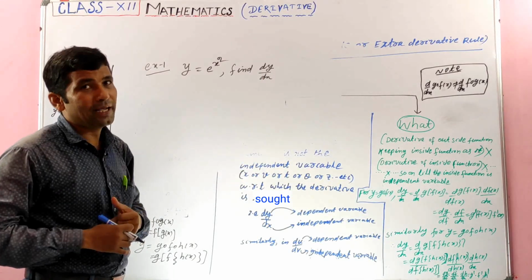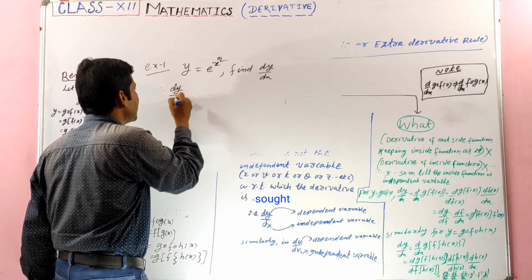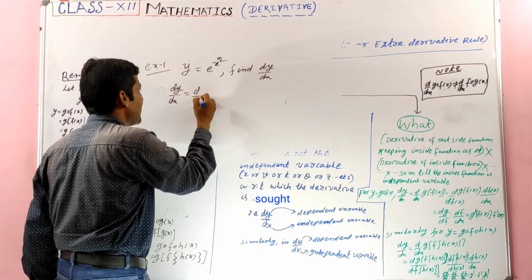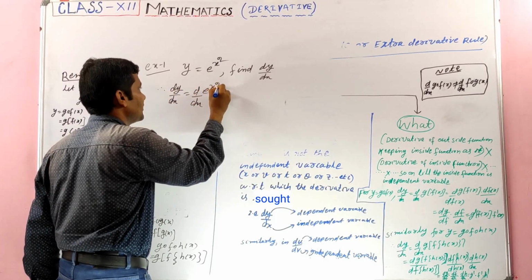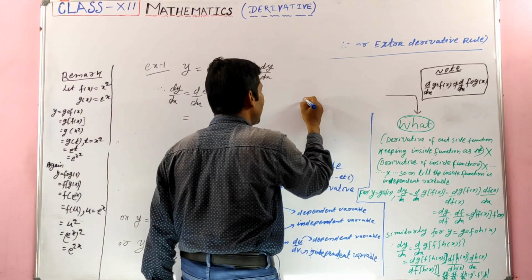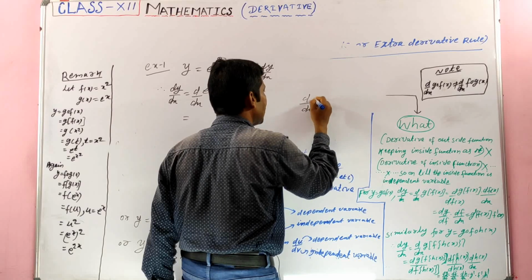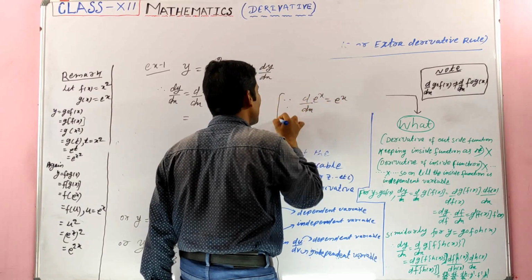So we have to apply the chain rule. Therefore, dy by dx equal to d by dx of y, which means e to the power x square. Now, what is the formula for d by dx of e to the power x? You know in the first year, d by dx of e to the power x equals e to the power x. This is the formula.